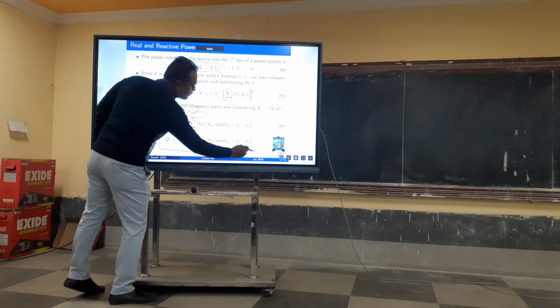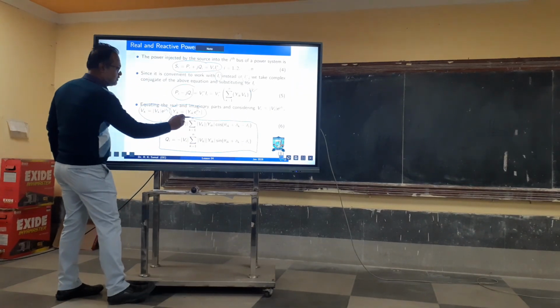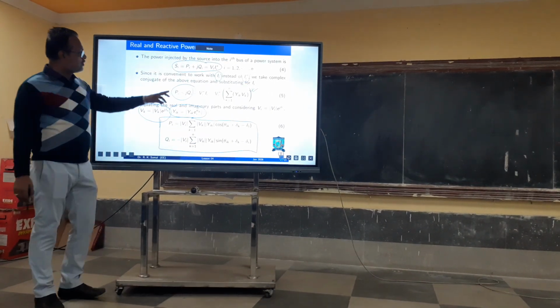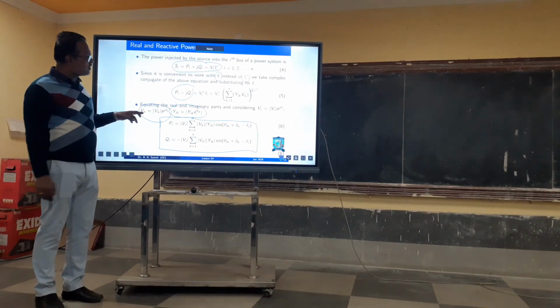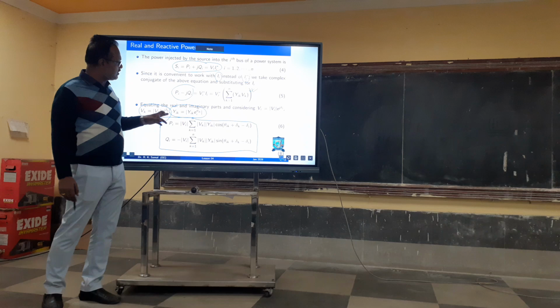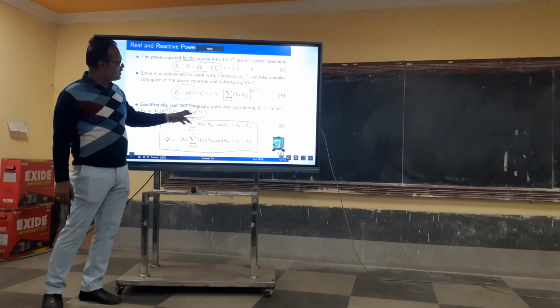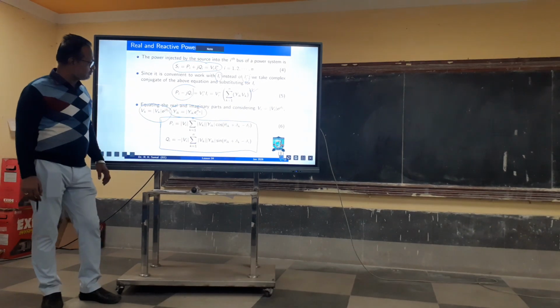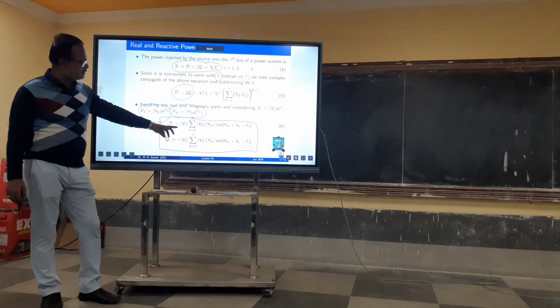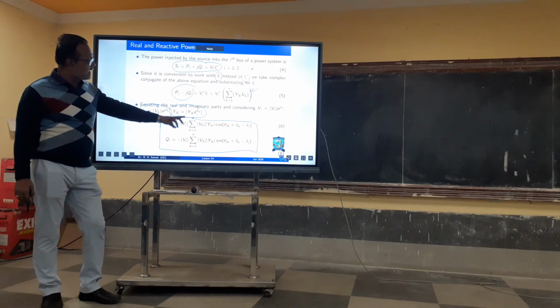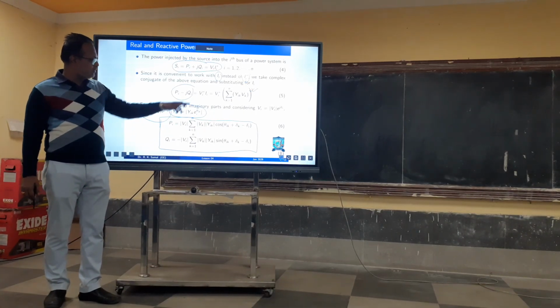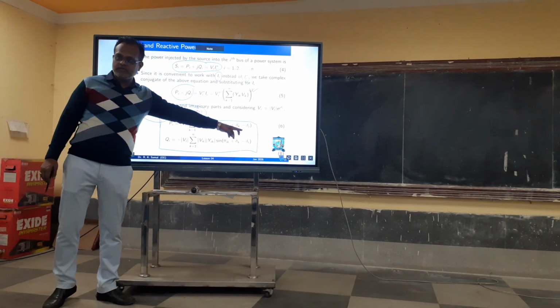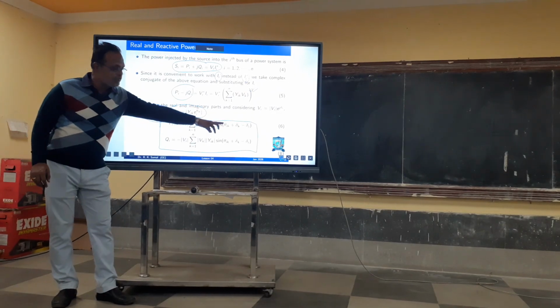real and reactive power flow equations as this. So here, what you do? Instead of Vk, you put this equation. For Yik, you put this. And then put the angle of Vi as delta i. See, Vi conjugate was there. Therefore, it is minus delta i, since Vi conjugate was there, which is minus delta.